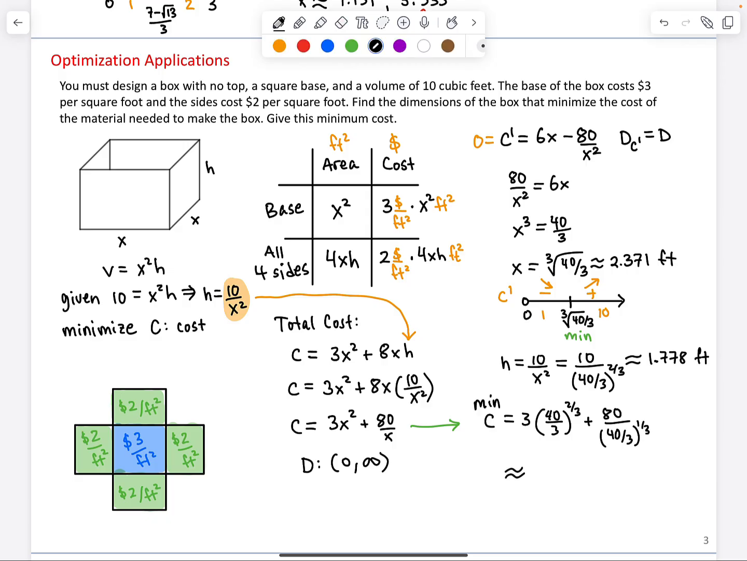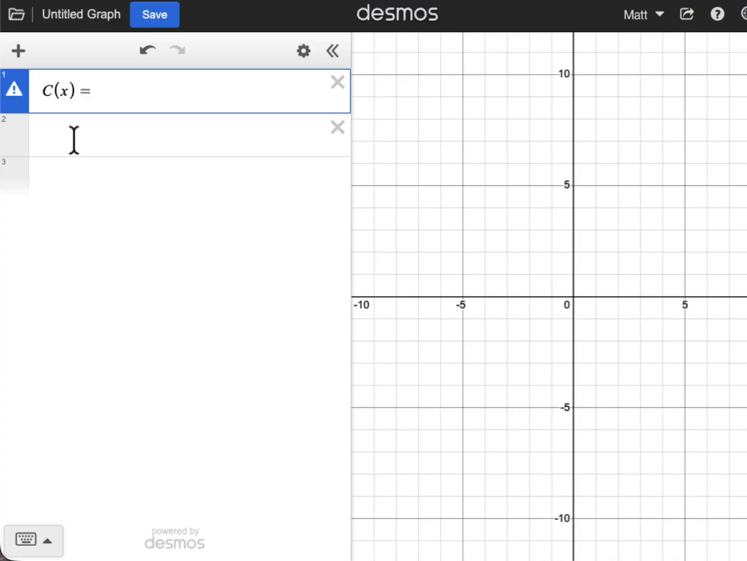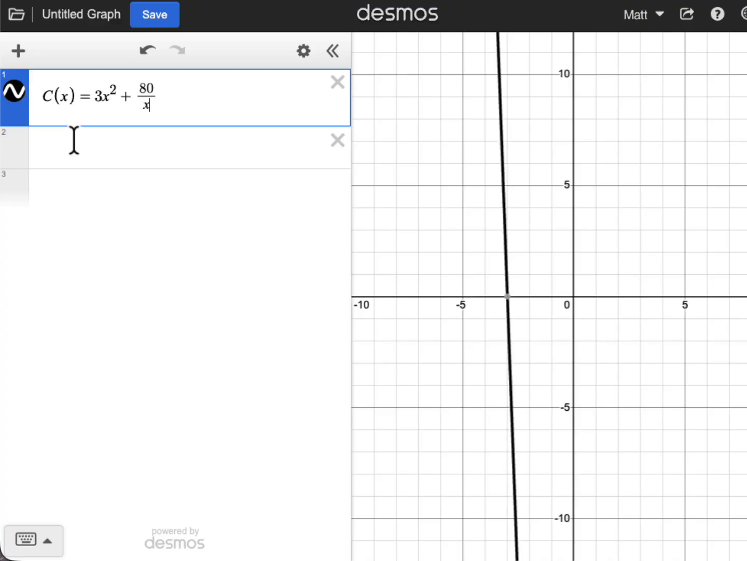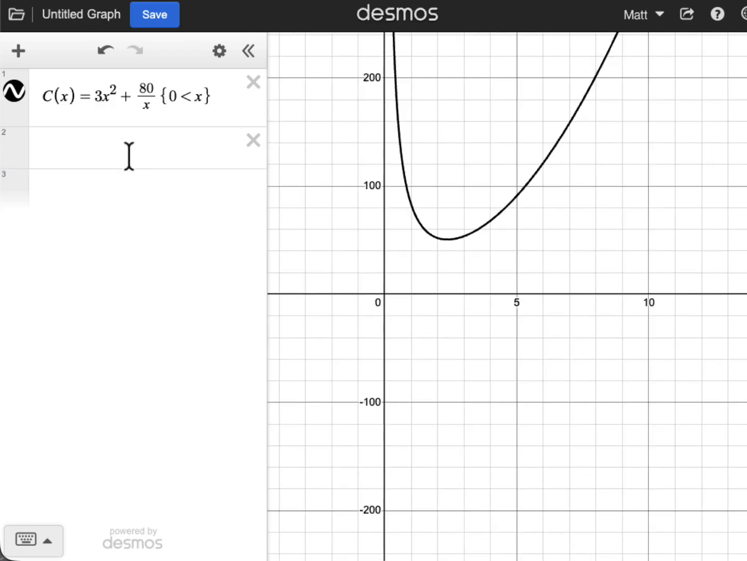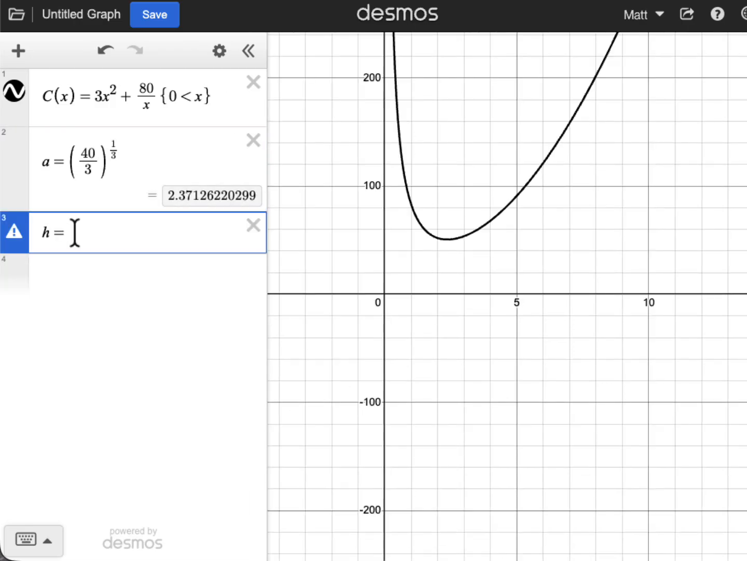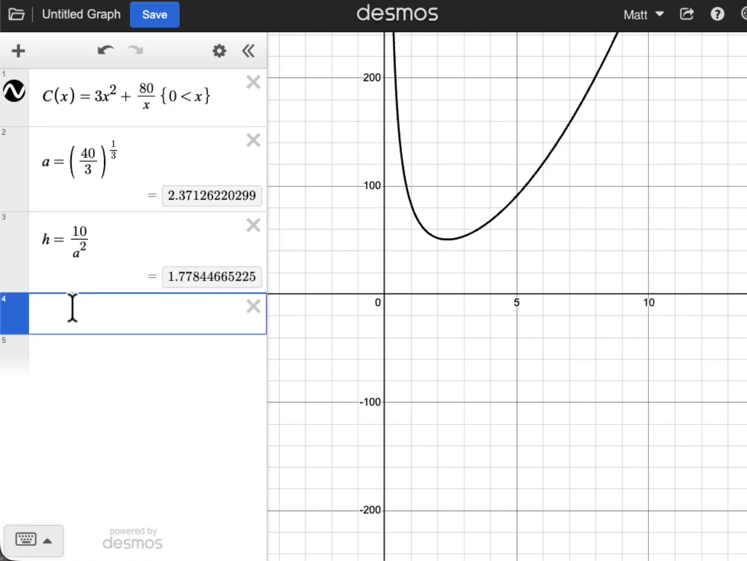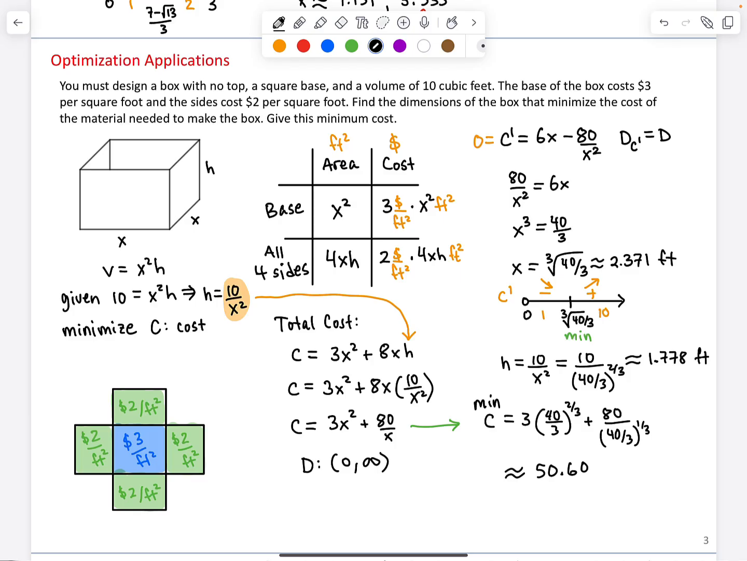I'll use technology to help me with this. As a function of x, the cost function is 3x squared plus 80 over x. Then I'm going to crop it for x being positive, and then change my viewing window. We found the critical number, I'll call it a, was 40/3 to the 1/3 power. The height of the box was 10 divided by this value squared, and then the minimum cost will be the C function evaluated at this critical number a. So we get about 50.606, and this will be measured in dollars.